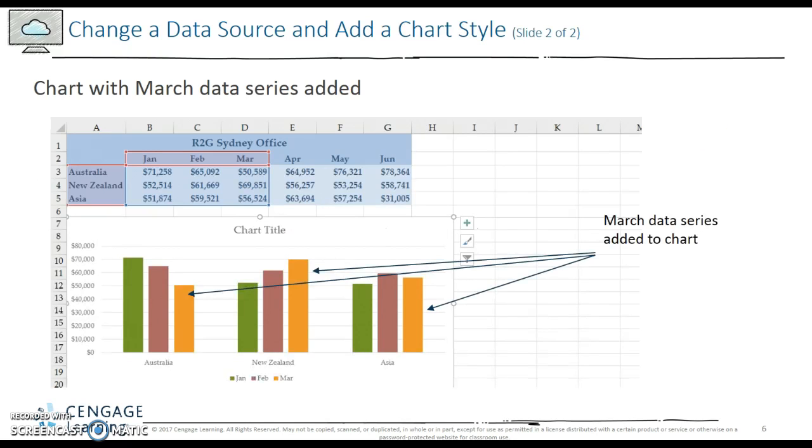Here's an example of some data that's been put into a series of data. So you have Australia, New Zealand, and Asia. That's an example of what a series would look like.